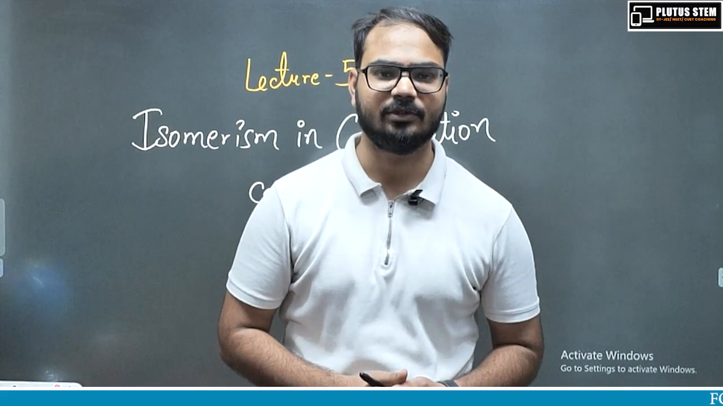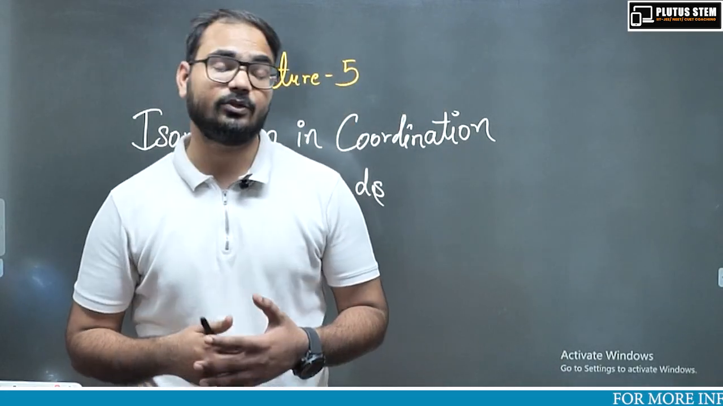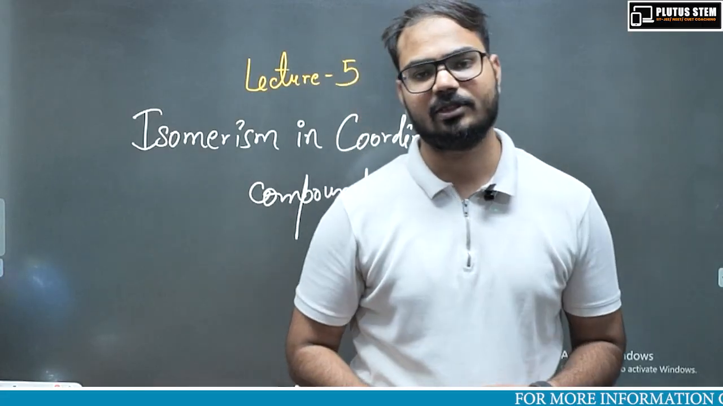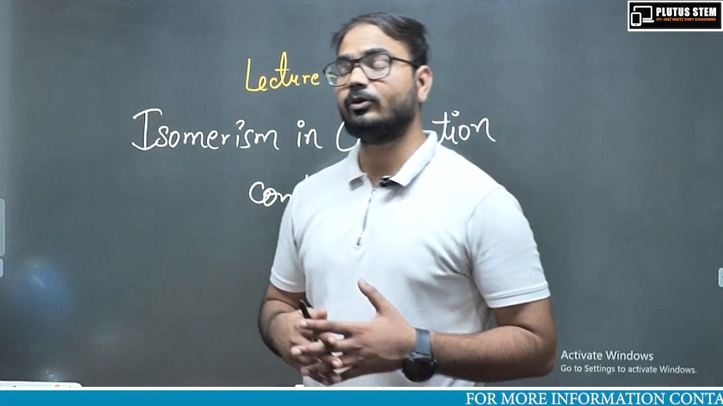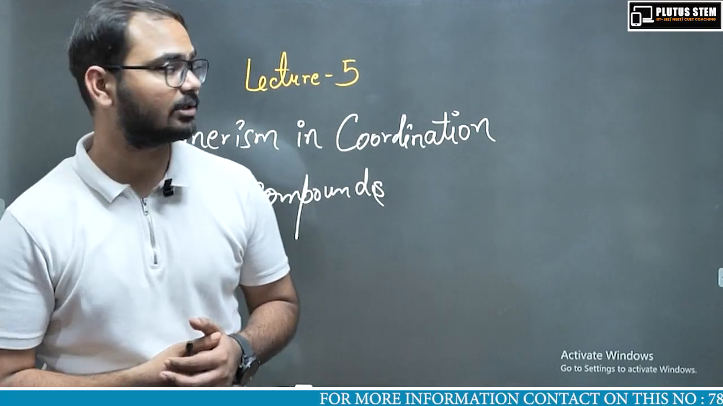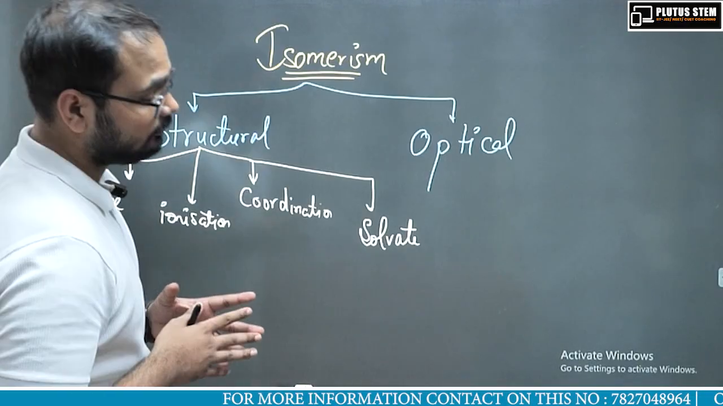Welcome to Plutus. So today we are going for lecture number 5 for coordination compounds, and in today's class we'll talk about the isomerism that is seen in coordination compounds. Specifically in today's class we'll only limit ourselves to structural isomerism, and in the next class we'll go for optical and geometrical isomers. So the isomerism in coordination compounds is seen for two types.